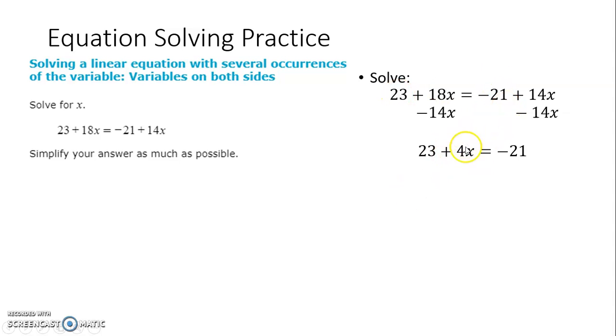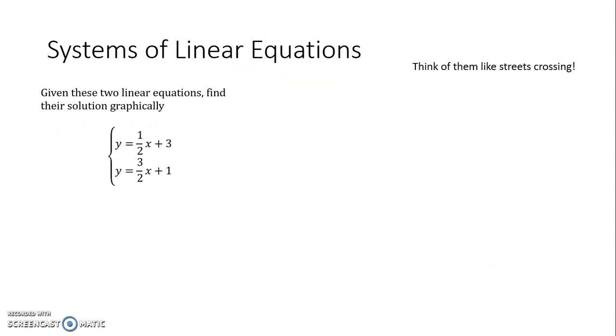Now, since our 4x is over here, let's get this 23 out of there. Remember, we want to combine like terms and get all the numbers on the right-hand side in this case. So we'll subtract 23 on both sides. We have 4x equals negative 44, and then of course we need to divide both sides by 4 so that we get x by itself. So dividing both sides by 4, and we get x equals negative 11. There you go. All right.